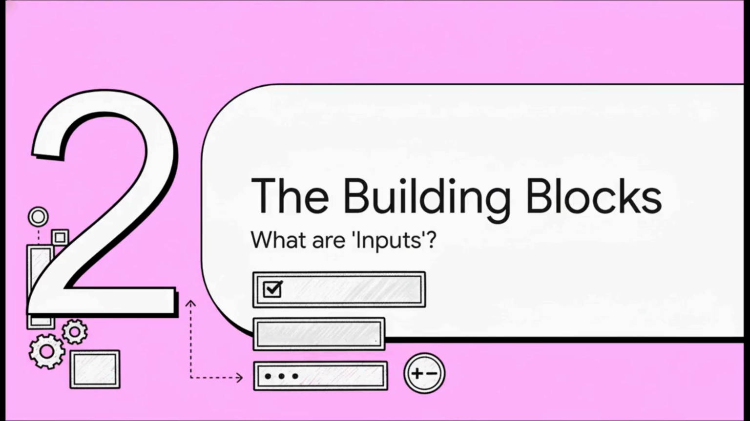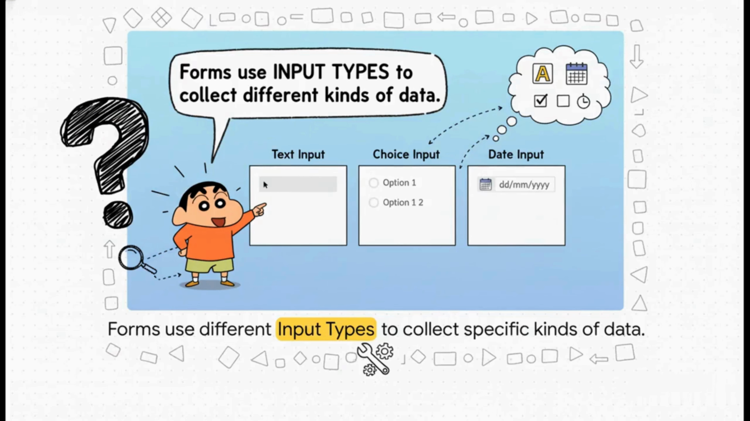Okay, so if the form is the house, what's it made of? What are the bricks? Well, they're called inputs, and they are the absolute building blocks that make the whole thing work. Let's dive in and take a closer look at these. See, forms use all these different kinds of inputs to make sure they get the right kind of information from you. You wouldn't want someone trying to type their name where you're supposed to pick a date, would you? That'd be chaos. So each input type is like a specialized tool for a very specific job.